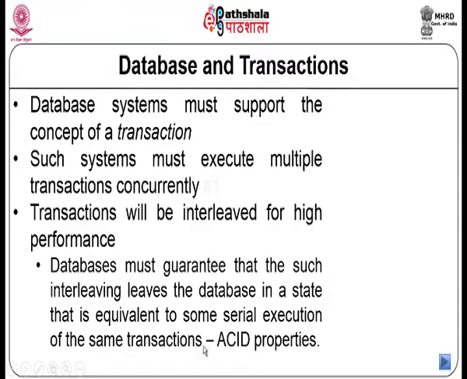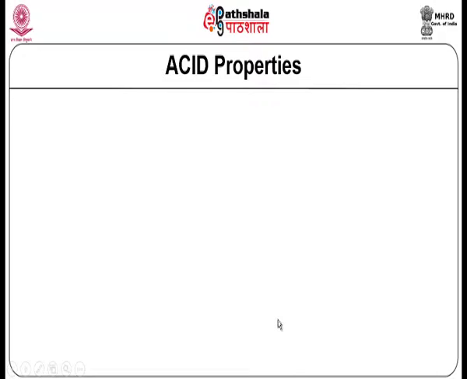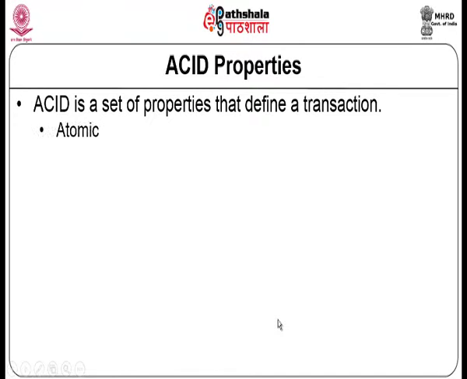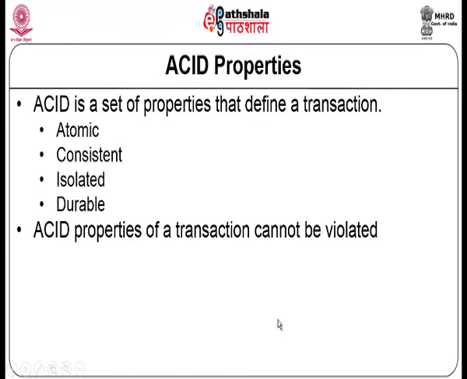And the transactions follow what is known as the ACID property. Now, what are these ACID properties? ACID properties are four properties: atomic, consistent, isolated, and durable, and these ACID properties of transactions cannot be violated. Always the transaction has to follow ACID properties, and therefore, the databases that support the transactions must follow the ACID properties. What the databases typically do is they use locks.